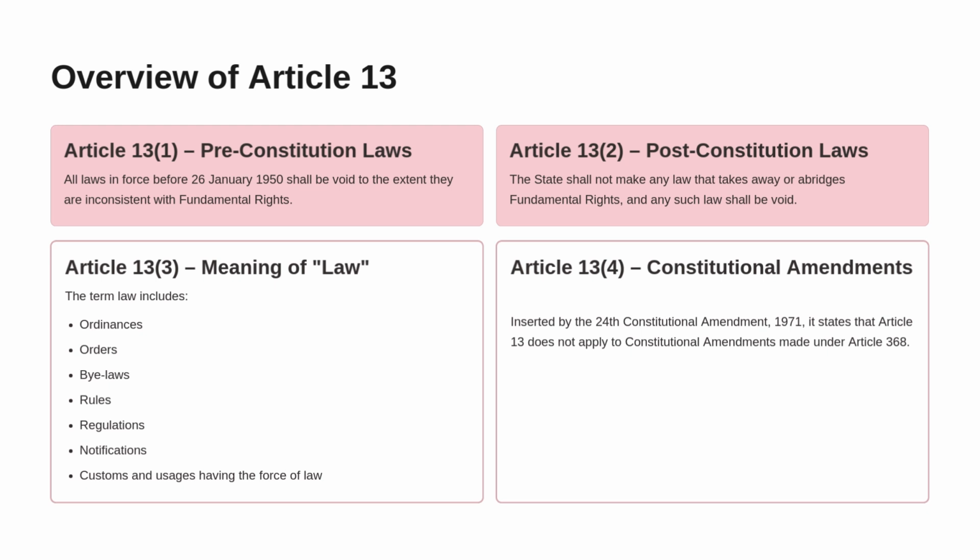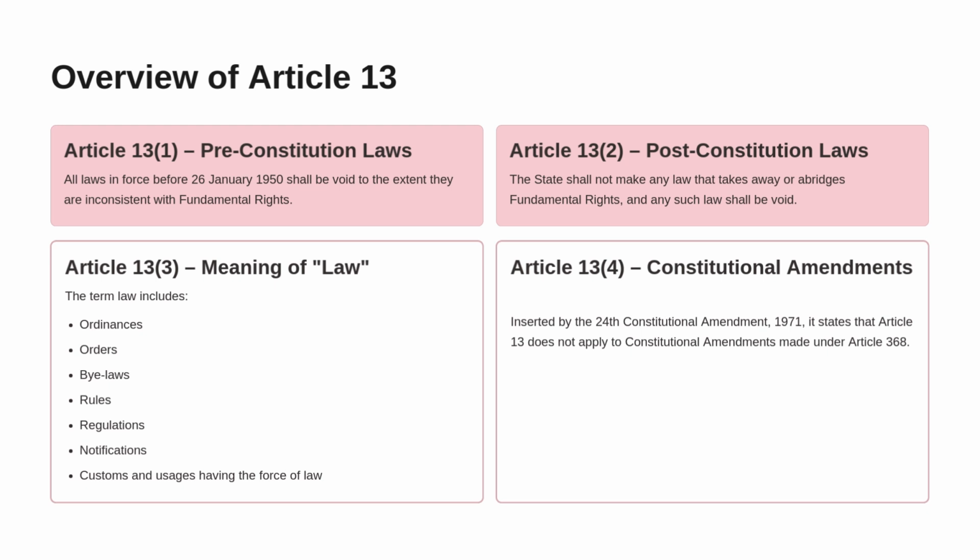Then we have Article 13 clause 3, which talks about the meaning of law. So, the Constitution gives a very wide meaning to the term law. On a cursory look, we can say that law includes ordinances, rules and regulations, bylaws, notifications, customs and usages having the force of law. So, even the customs can be tested on the touchstone of fundamental rights.